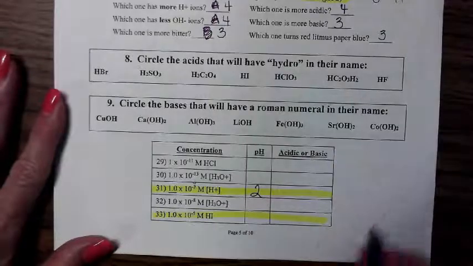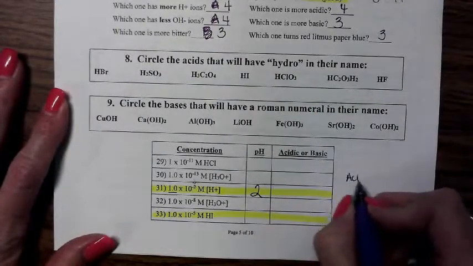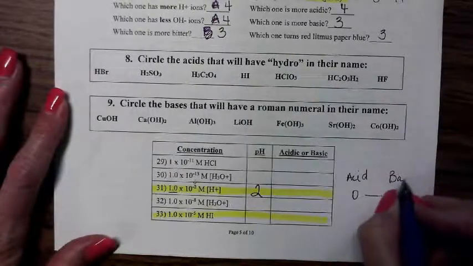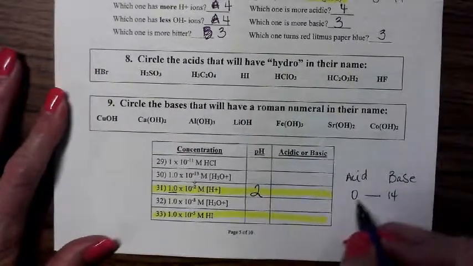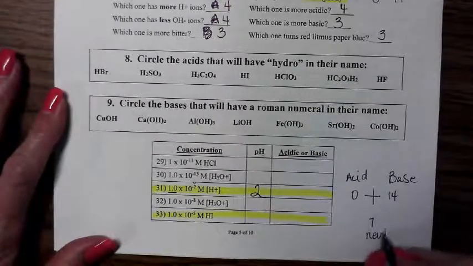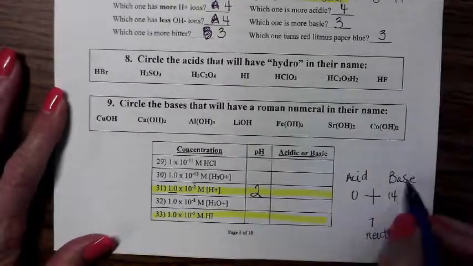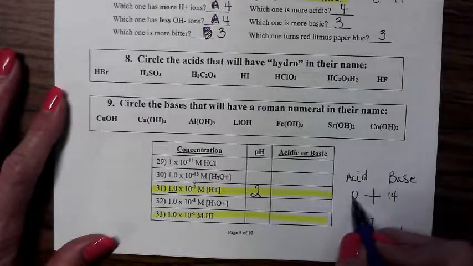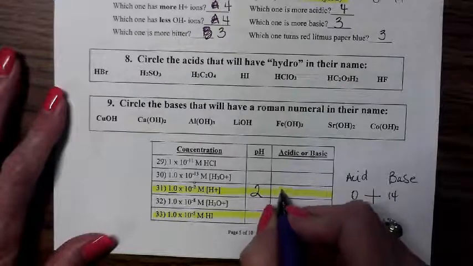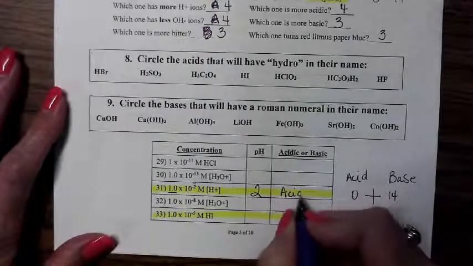Remember up here I had told you that bases are high. Acids are lower numbers. 7 is neutral. So if it's between 0 and 7, that must be an acid. So it is acidic.